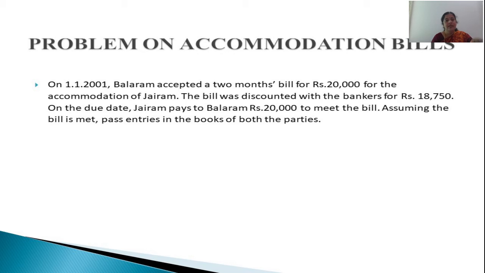Now the bill will be presented by Jairam's banker to Balram. So in this case, Balram honored the bill, the reason being Jairam gave the full value of 20,000 to him so that he can honor the bill. So here, assuming the bill is met, we have to pass entries in the books of both the parties.